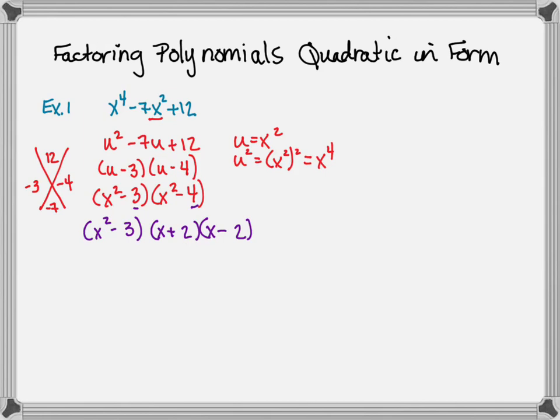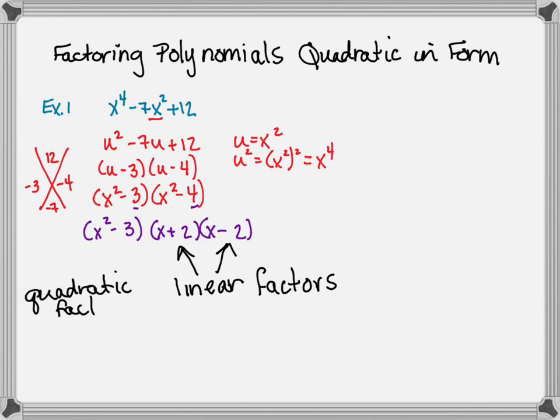So x to the fourth minus 7x squared plus 12 factors to x squared minus 3 times x plus 2 times x minus 2. And we have two linear factors, the x plus 2 and the x minus 2. And we have one quadratic factor, and that is the x squared minus 3.